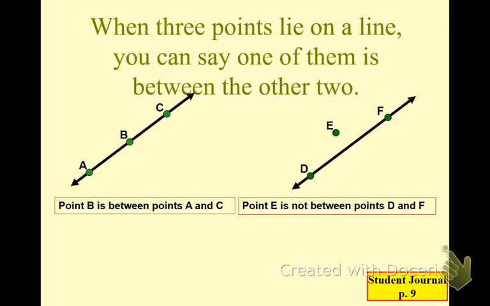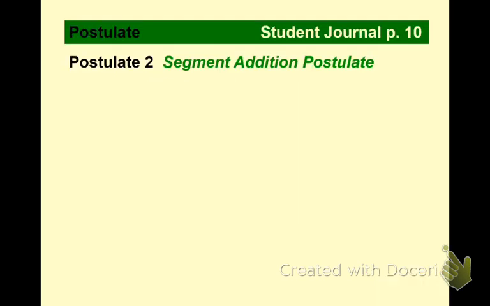This is a postulate. It's like common sense, but we have to say it. There's no proof, but we all agree that between means between. This is a fill in the blank. It's the last bullet point, in the middle-ish of your paper. You're going to write it in, and then I'm going to explain it to you, because at first, it's not going to make any sense until I explain it.